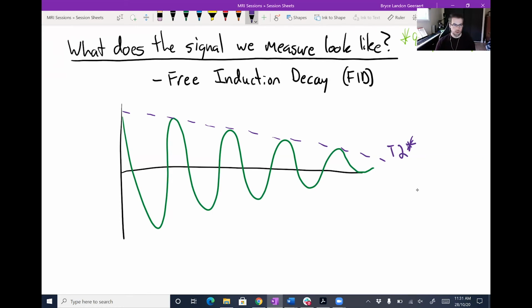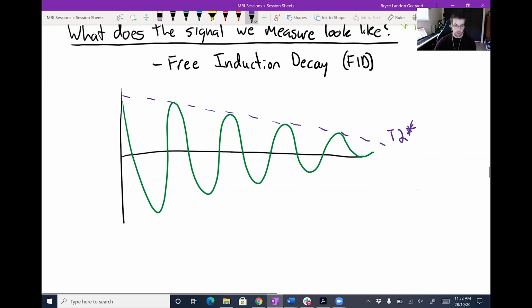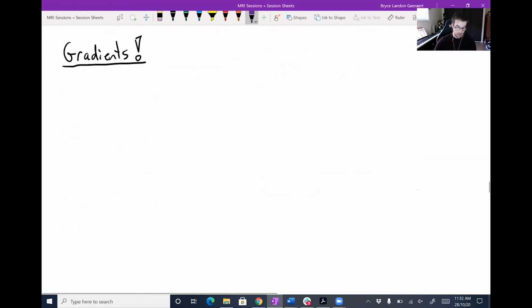So if we just recorded this signal, we would be looking at hydrogen atoms throughout the whole brain or the whole abdomen or wherever it is that you're imaging, right? We haven't done anything to get a sense of where our signal is coming from, or to spatially encode our signal, which is what we're going to be talking about next. The solution to this is gradients, magnetic gradients. So we'll see the FID curve again.